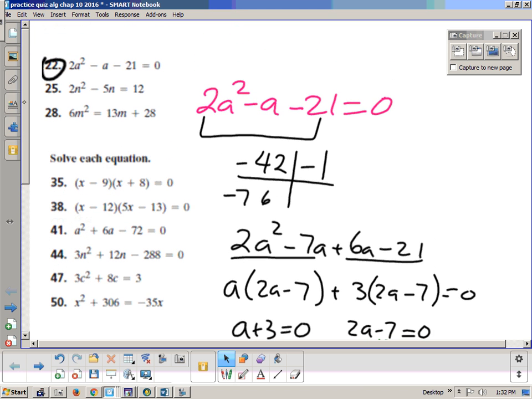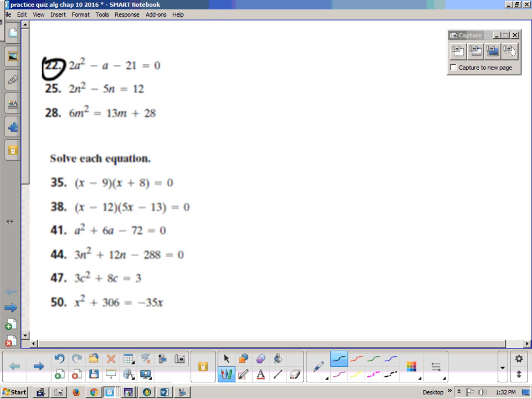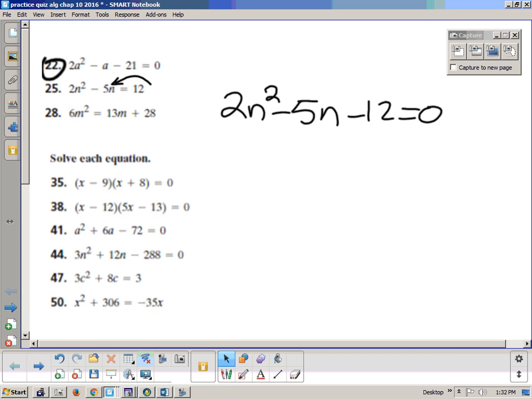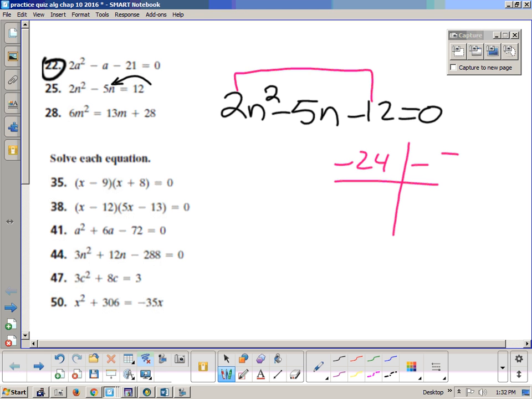Number 25. Again, you can pause the video at any time to look at the work. 2n squared minus 5n equals 12, but we're going to bring this 12 over, so we've got to go minus 12 equals 0. Again, we have to do the long method here. 2 times 12 is negative 24. Add up to negative 5, that's 8 and 3. Negative 8, negative 3. Now that's not your answer.